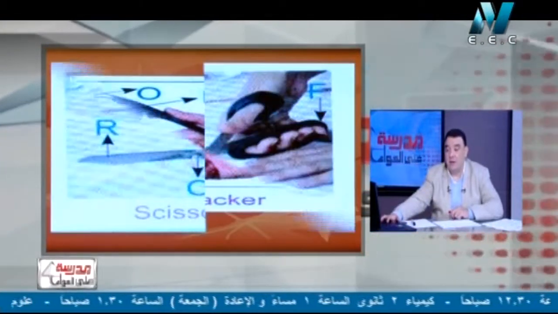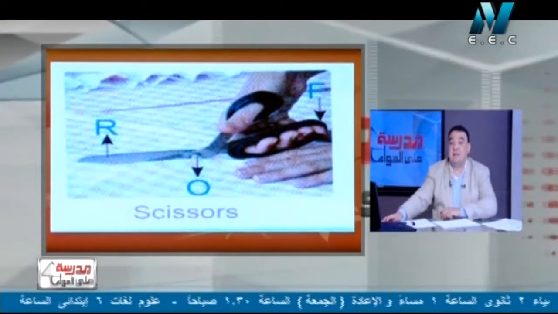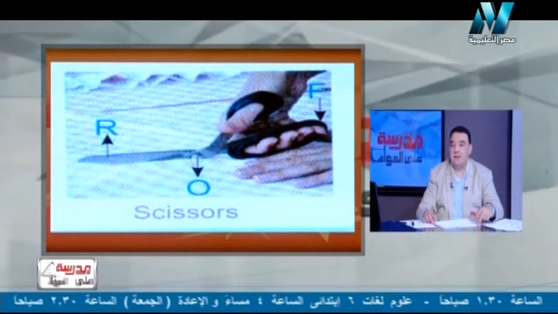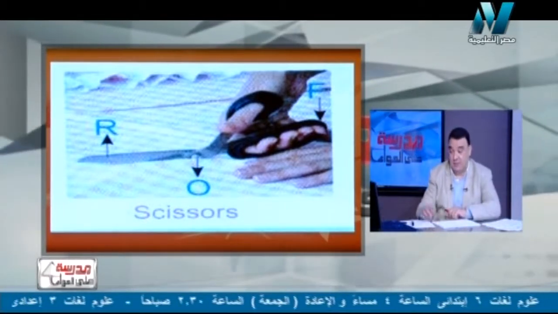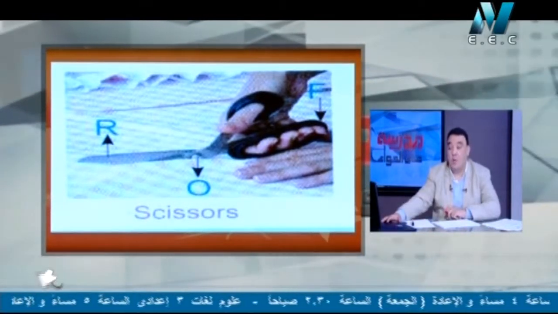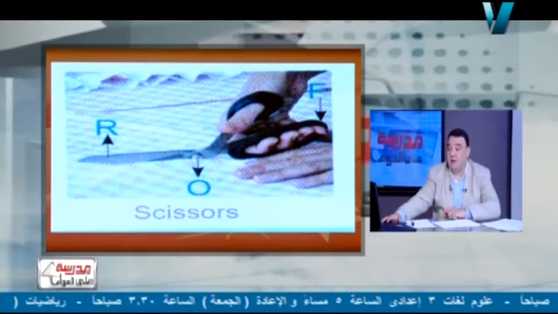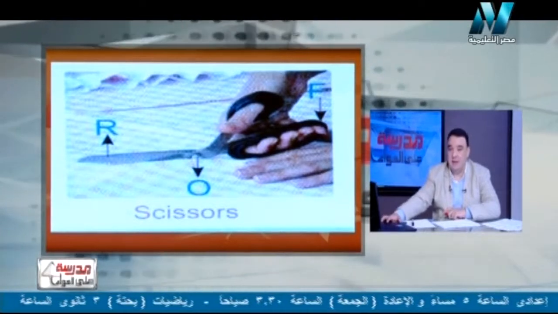The last example is the scissors. Scissors are considered a first class lever. Why? Because it has O between R and F. It has O or fulcrum between resistance force and effort force.